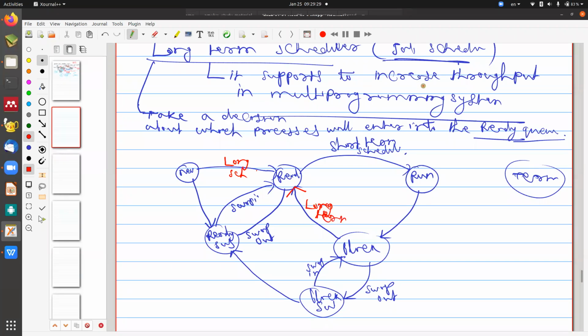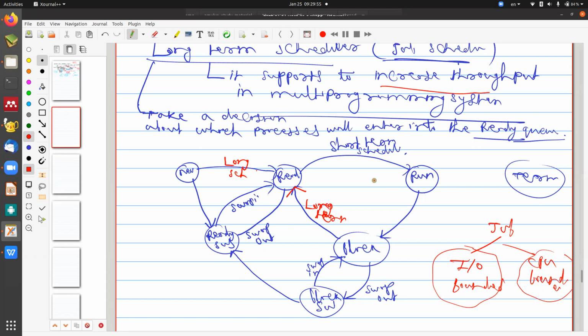Then why is it called a job scheduler, and what is the meaning of supporting increasing throughput of the multi-programming system? There are two kinds of jobs we studied. One is called the IO bound job, and another one is called the CPU bound job. In case of an IO bound job, more work has to be done by IO operations. In case of a CPU bound job, more work has to be done in CPU related things. Now, if your long-term scheduler only sends CPU bound jobs, can you guess what is going to happen? Suppose this long-term scheduler sends most of the CPU bound jobs to the ready queue. Then what will happen?